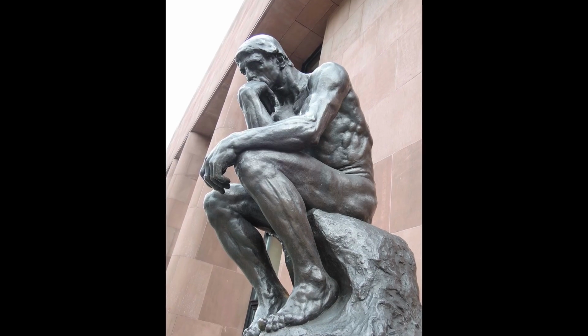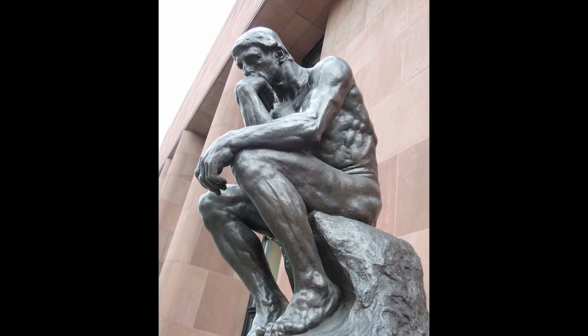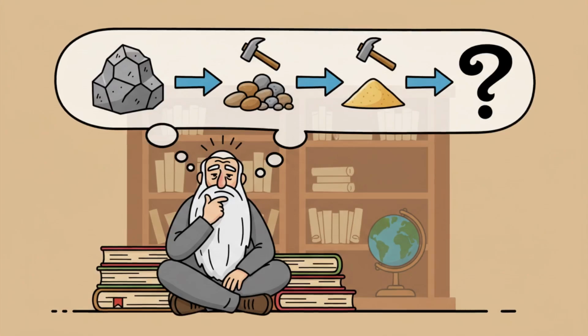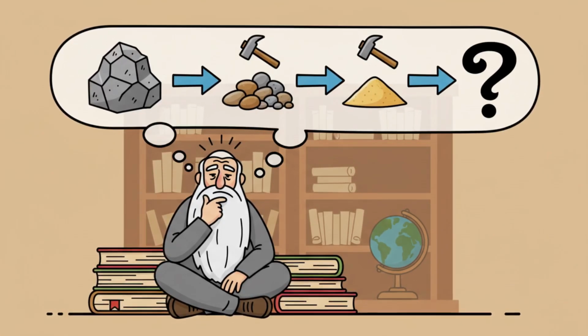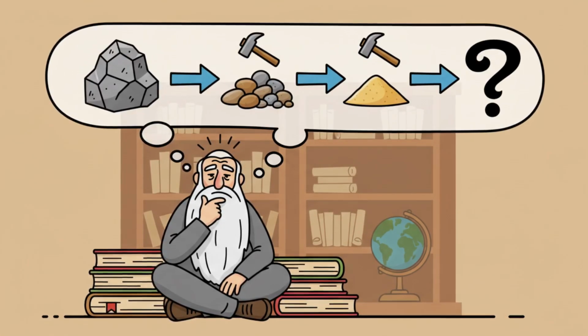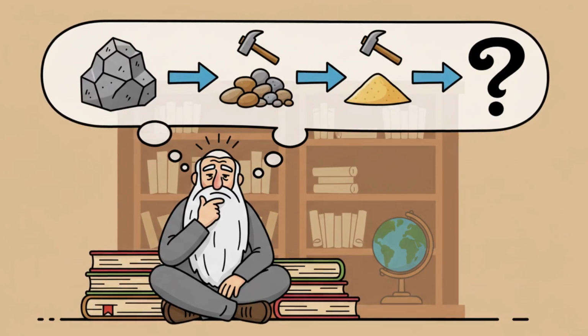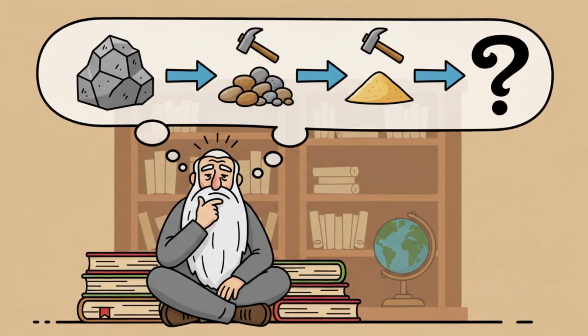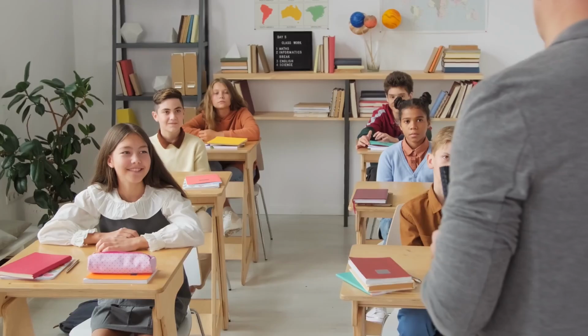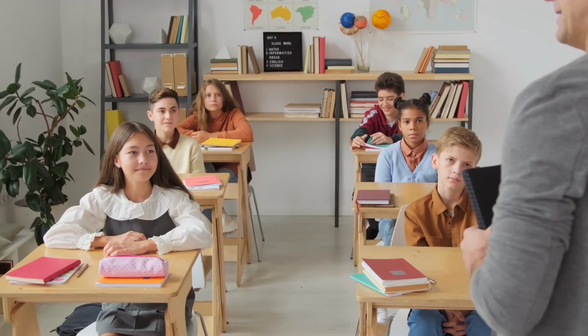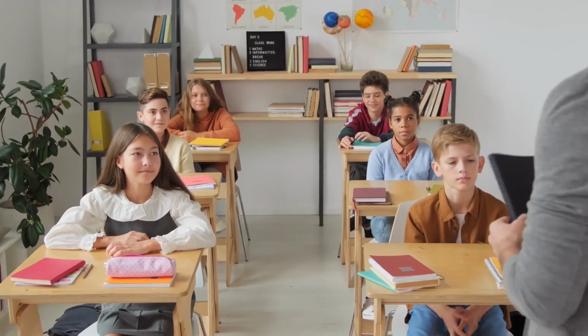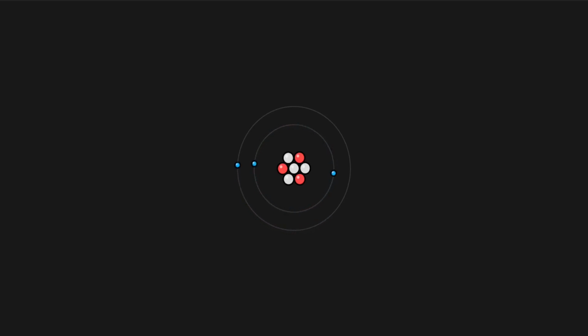For thousands of years, humanity looked at the world and asked, if I take this rock and smash it, I get pebbles. If I smash the pebbles, I get sand. If I smash the sand, is there a point where I can't smash it anymore? In school, you were given an answer. You were told that everything stops at the atom. You saw a diagram that looked like a mini solar system, a nucleus in the middle, electrons whizzing around.